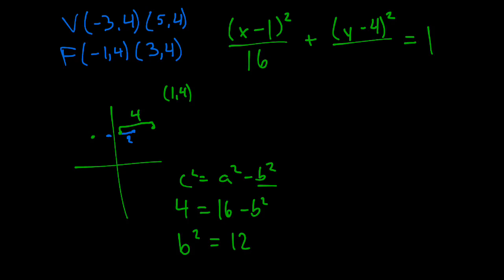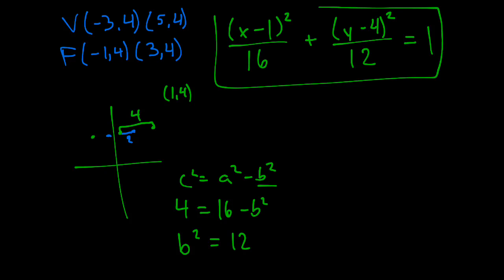We don't need to find b. We don't need to take the square root of that, because that would give us the exact distance up and down to the co-vertices, but in our equation that distance is squared. So it's going to be a 12 underneath in our equation. If we were to square root that, we would just square it again to put it back in the equation, so that would be two steps that just put us back to where we were. So our equation in the end is (x minus 1) squared over 16 plus (y minus 4) squared over 12 equals 1.